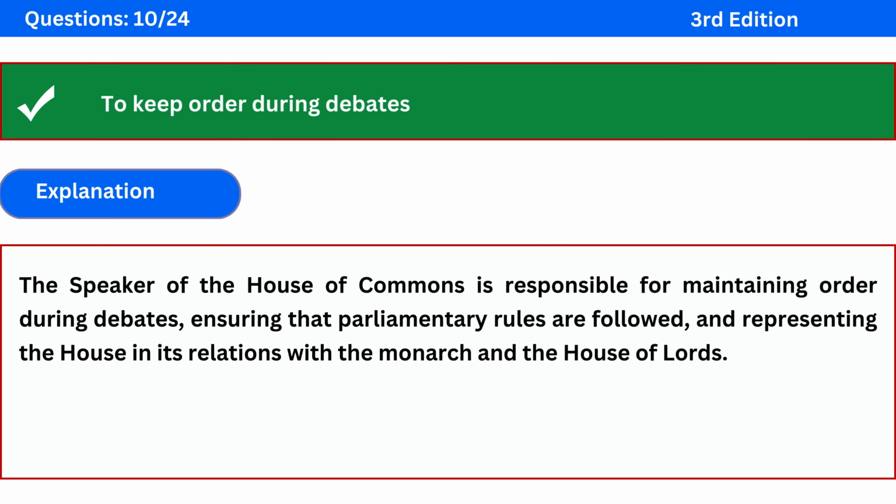The correct answer is to keep order during debates. Explanation: the Speaker of the House of Commons is responsible for maintaining order during debates, ensuring that parliamentary rules are followed, and representing the House in its relations with the monarch and the House of Lords.